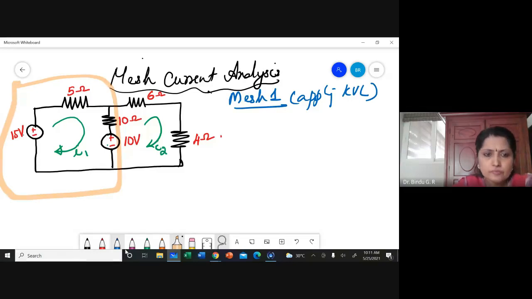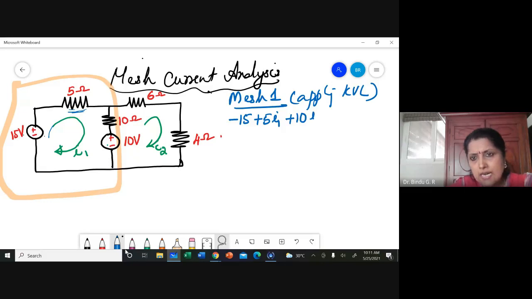So what about this 15 volt? Minus 15, because in this case current I1 is passing through the voltage source from minus to plus, or it's a voltage rise, plus 5I1 because there is a voltage drop of 5I1 in this direction, plus 10I1.